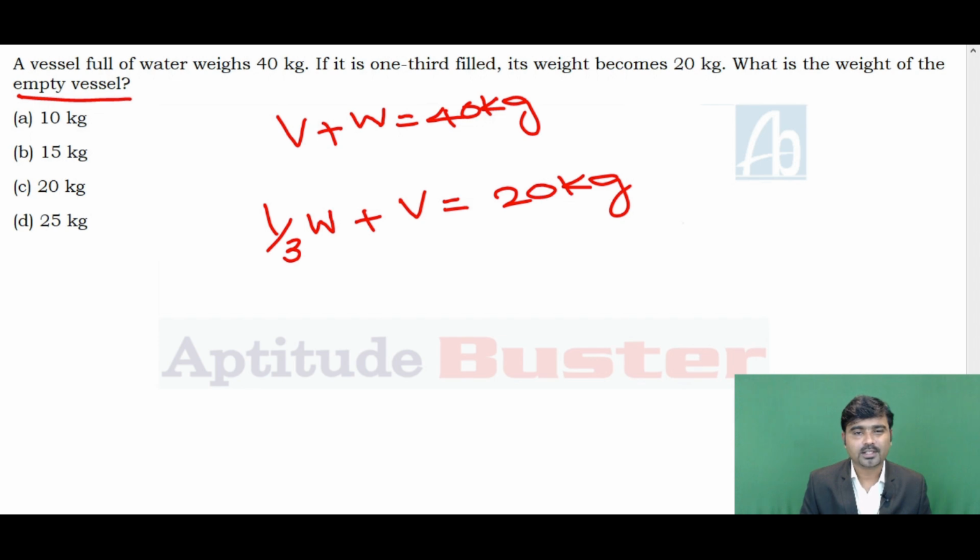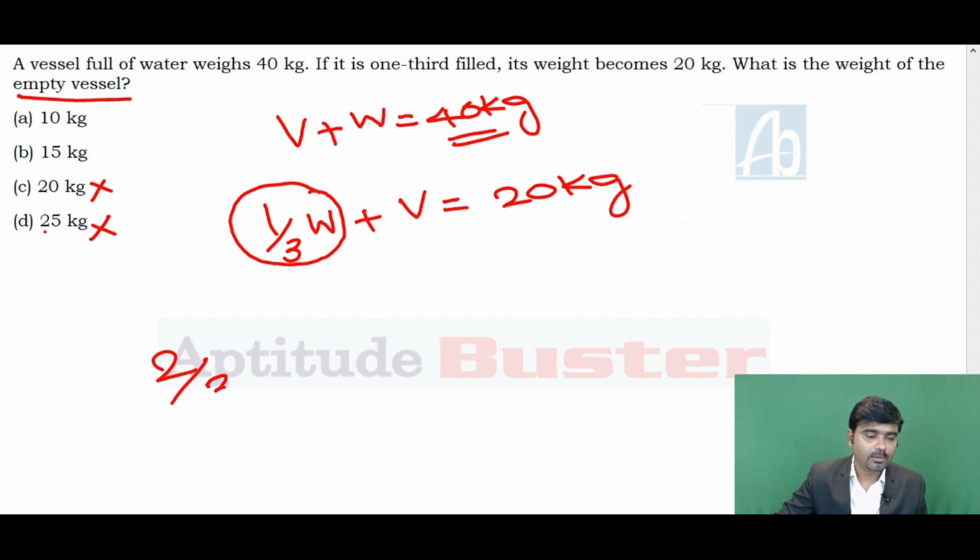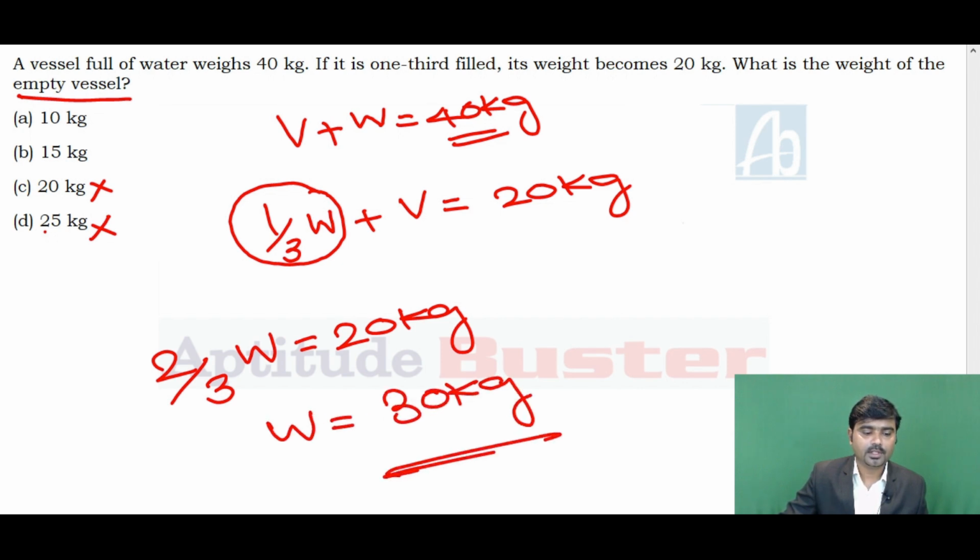Just eliminate two answer choices immediately. Here 1/3 of water plus vessel equal to 20 kg. That means 25 kg and 20 kg can be eliminated. The reason is the vessel weight should be less than 20 kg, though total is given 40 kg, right? Here 1/3 of water plus vessel is equal to 20 kg. What's 2/3 of water? 2/3 of water should be 20 kg. Water weight is 30 kg. Once water weight is 30 kg, vessel should be 10 kg. Answer for this question is answer choice A.